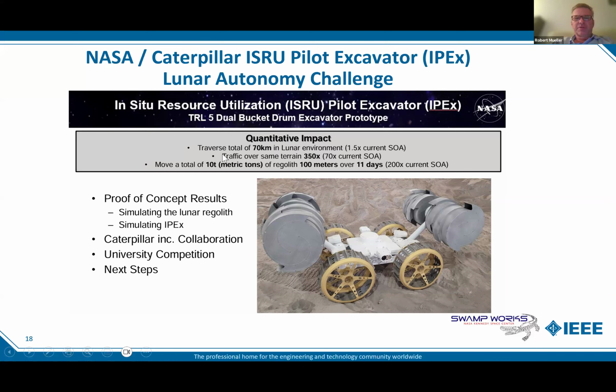If we get the chance to fly, we aim to traverse a total of 70 kilometers in the lunar environment. That's 1.5 times the current state of the art. We're also doing trafficking over the same terrain 350 times. So there's an open question on what happens to that terrain when you traverse over it over and over again. That's 70 times the current state of the art. We'll move 10,000 kilograms, 10 metric tons, over 100 meters over 11 days. So we'll dig, travel, dump, dig, travel, dump.